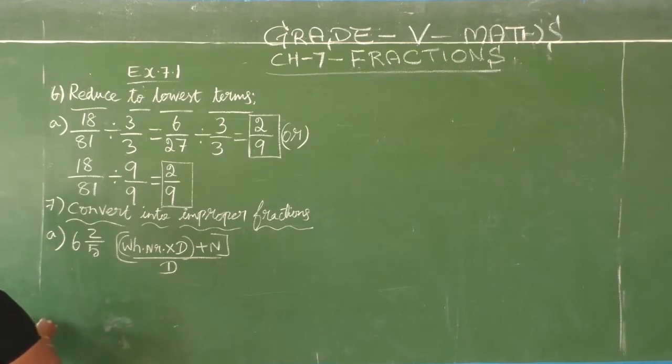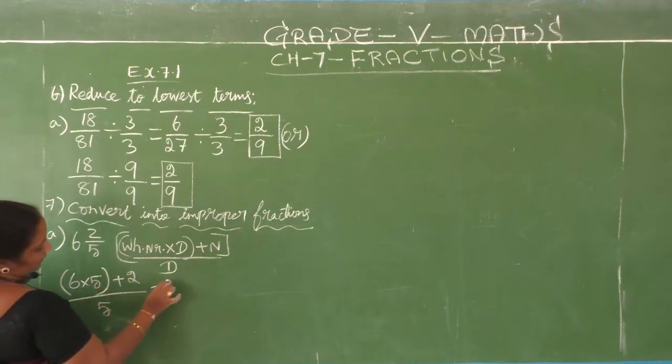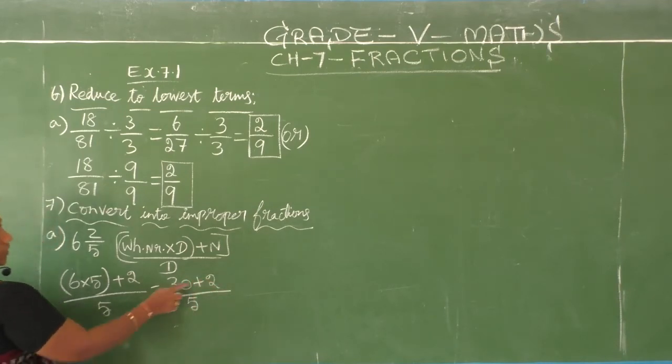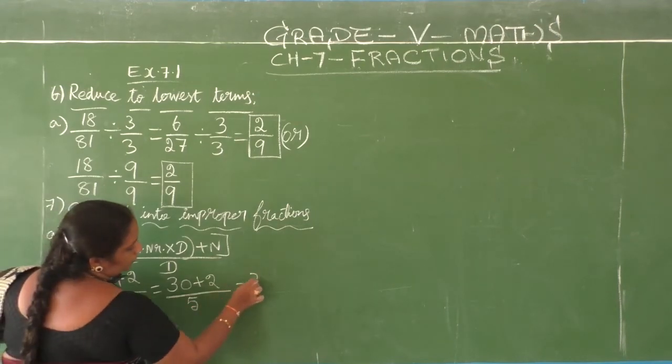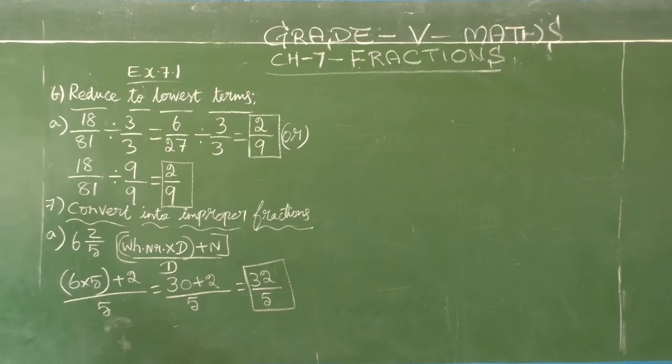See how we can do this one. What is the whole number here? Apply the formula. The whole number is 6, into the denominator, which is 5. So you have to multiply 6 into 5, then plus the numerator. What is the numerator? 2 by, again, the denominator 5, right? First you multiply 6 and 5. 6 5s are 30, plus our numerator 2, by denominator 5. So 30 plus 2 is 32. 32 by 5. That's all. We found the answer. We converted the mixed fraction into an improper fraction. Okay, ma?